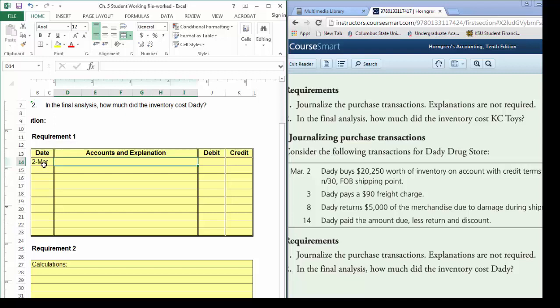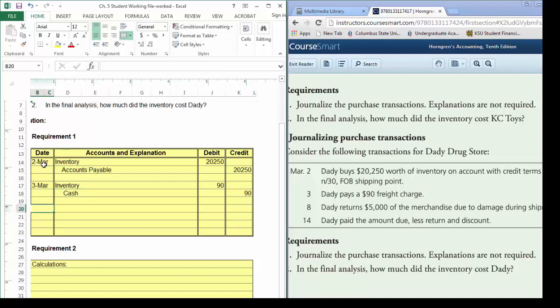So first off, let's look at this journal entry. So we're buying inventory, so we're going to debit inventory for $20,250, and we're going to credit, it says on account, that means we're not paying it yet, so we have accounts payable $20,250. All right. Next transaction is March 3rd. We pay $90 in freight charges. Since we're paying the shipping, that gets added to the value, the cost of our inventory. Okay. So we're going to debit inventory for $90 and credit cash for payment of the freight charges.